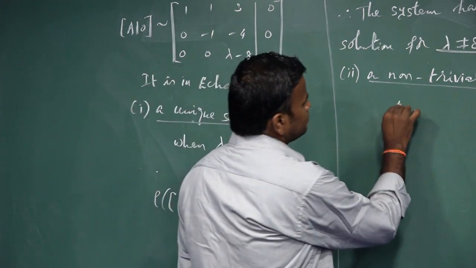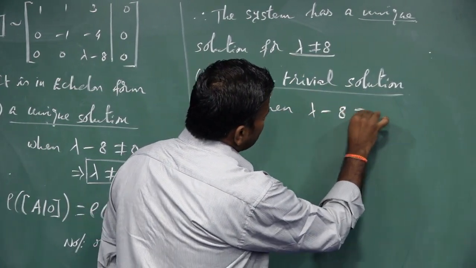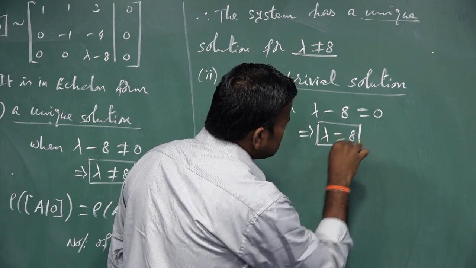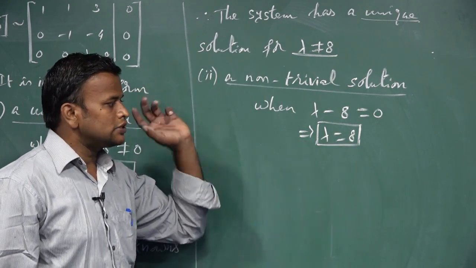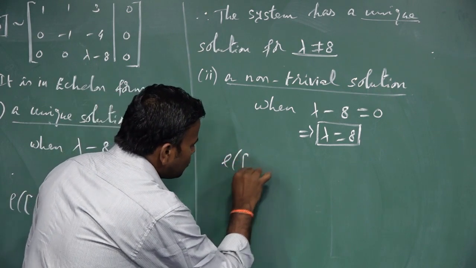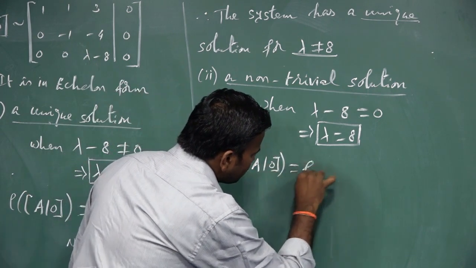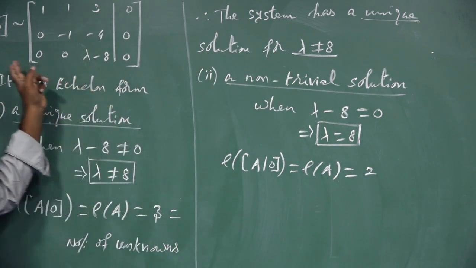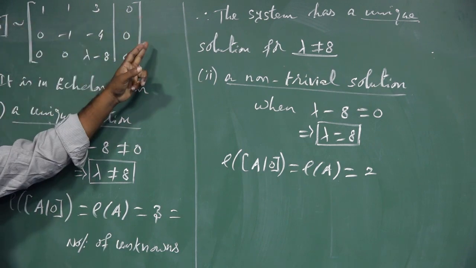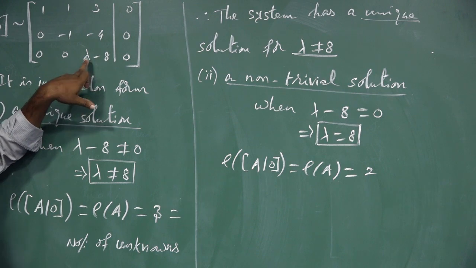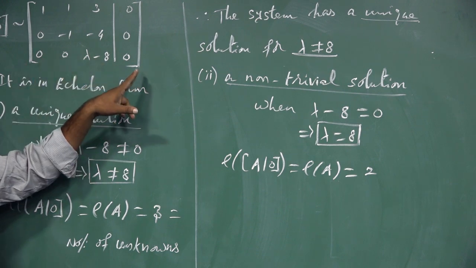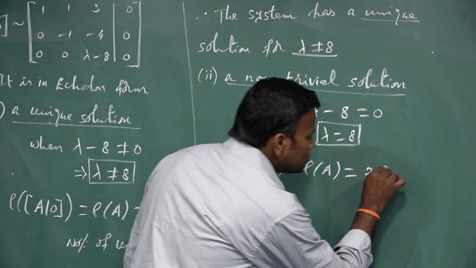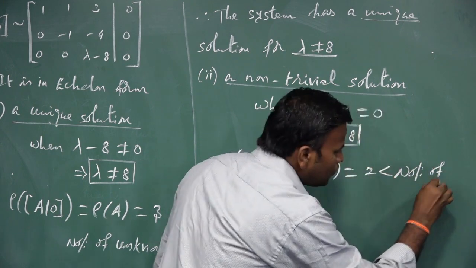So we write, when lambda minus 8 is equal to 0, which implies the value of lambda is exactly 8. Okay, lambda value is exactly 8. Then we check the rank of A, and the rank of A is exactly equal to 2. Now you see the last echelon form, 1, 2. Now we put the lambda value as 8. 8 minus 8 is 0. So the third row is fully 0. So the number of non-zero rows is 1 and 2. So I say the rank should be equal to 2, where the number 2 is less than the given number of unknowns.